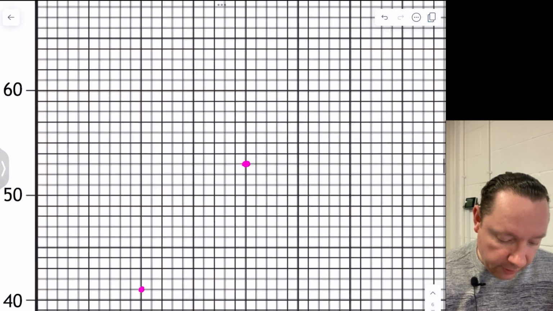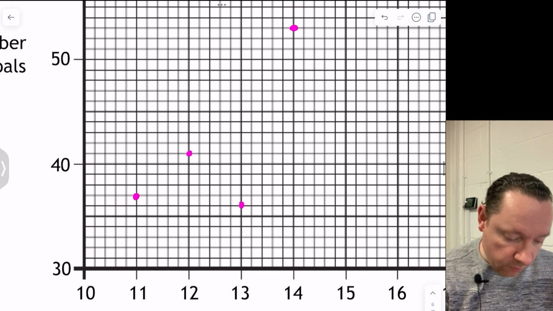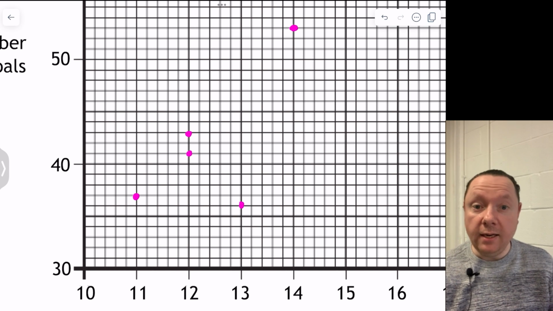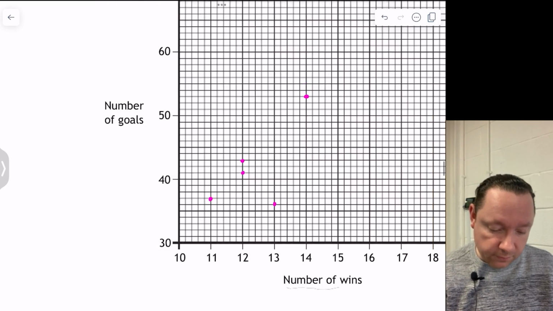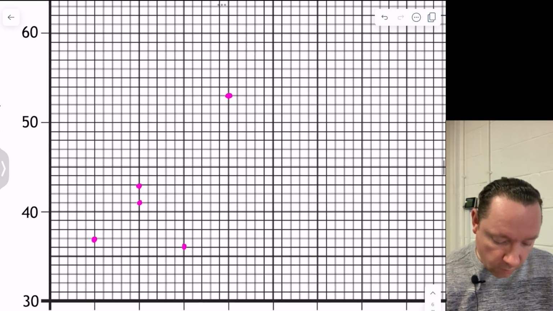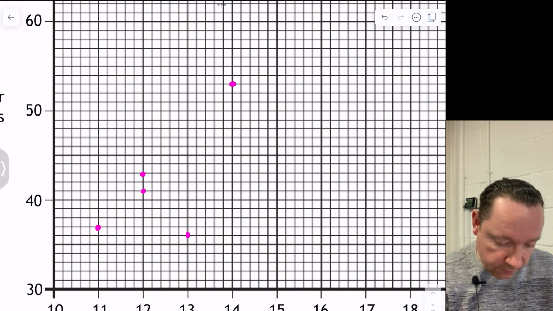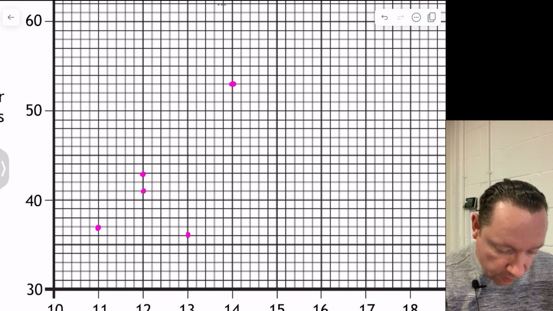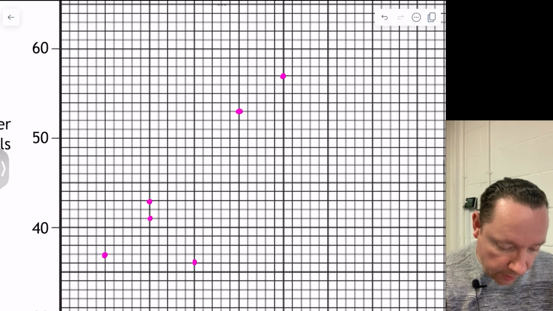12 and 43. So back down to 12 and then up to 40, 1, 2, 3. You can have some on the same line. That is completely fine with a scatter graph. 15 and 57. So I'm on 15, I'm on 50, I'm on 51, 2, hard to see, there's 1, 2, 3, 4, 5, 6, 7. I get that as 57, let me just check. 9, 10, yep.